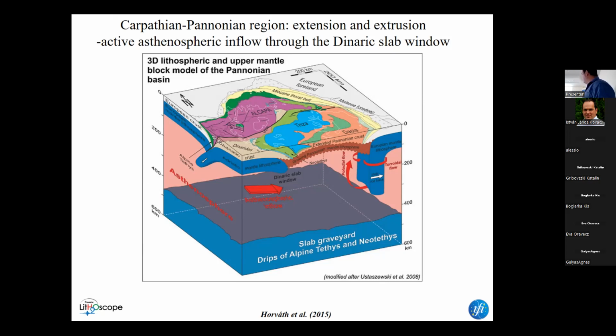So in this model, the asthenosphere has a different role, and I would like to call your attention to this fact. In that case, it's not just the passive movement driven by the rolling back slab, but actually it drives both the extrusion and also it navigates or enhances the slab rollback. So in that particular model, the asthenospheric flow or the asthenosphere itself plays a different role.